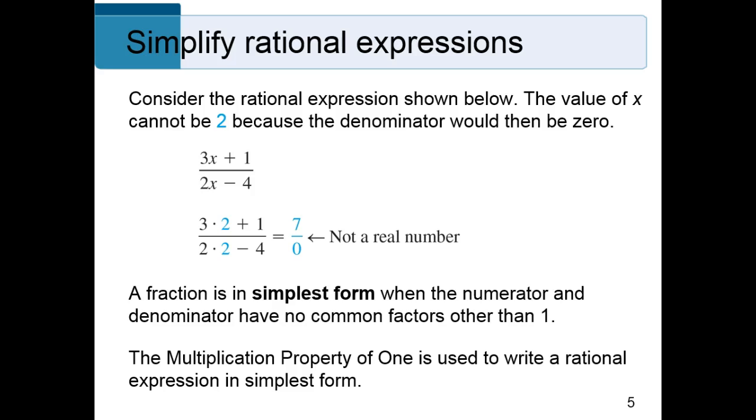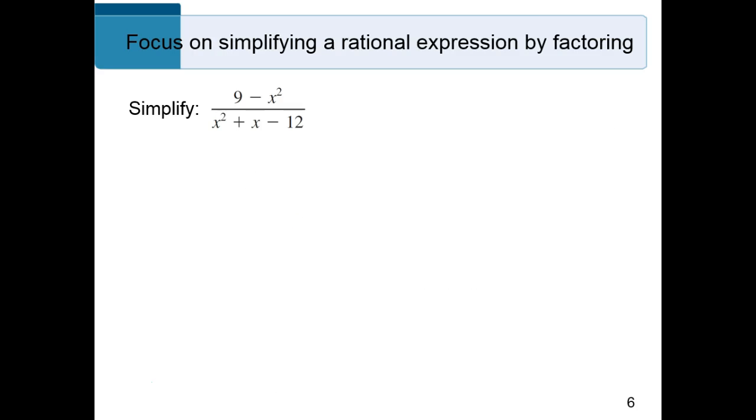A fraction is in its simplest form when the numerator and the denominator have no common factors other than 1. 1's always a common factor, so except for 1. So the multiplication property of 1 is used to write a rational expression in simplest form. Now, I don't know if you thought of it in that term, but that's what it is. Sort of crazy, but we'll do it.